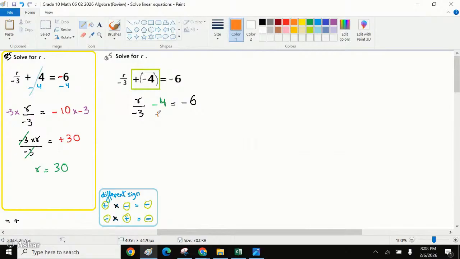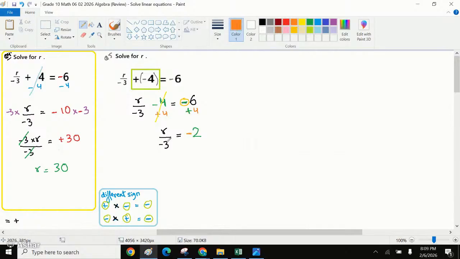If this was negative 4, if we add 4 on either side, that means the overall factor is 0. So we can say R divided by negative 3 is, when we are adding numbers which are opposite in sign, one number had a negative sign, the other number had a positive sign. That means 6 minus 4 would be 2, and we always carry the sign of the larger number. So now we have R upon negative 3 is equal to negative 2, right?